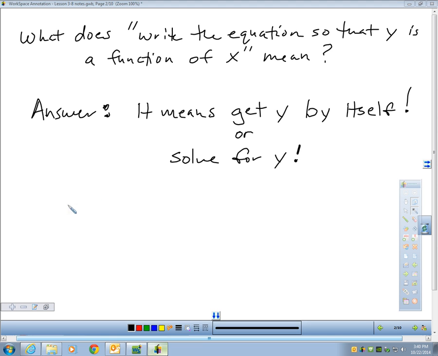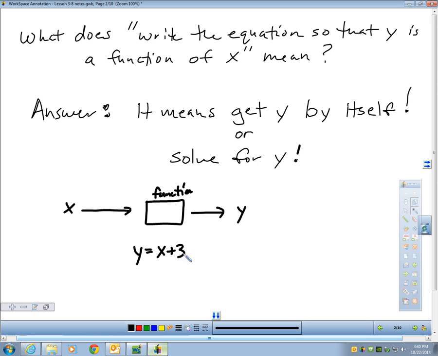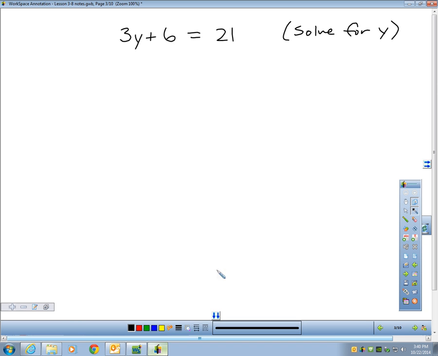Do you remember early in the year, when I draw this picture, we had the idea of a function being a box, and that you could put a number x into the function, and the function would produce y, and we could write a rule for it, like y equals x plus 3. This rule would mean if I enter 1 into my function, the function would produce 4. If we entered in a 2, it would produce 5, and so on. This is function notation. Y is isolated. That's what they mean when they say write the equation so that y is a function of x. So let's actually do that process.